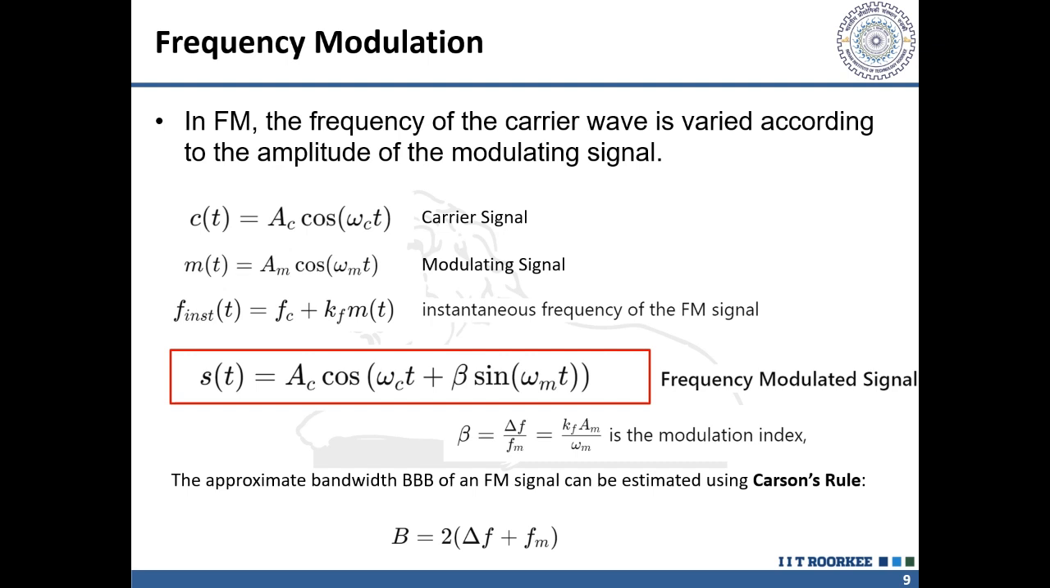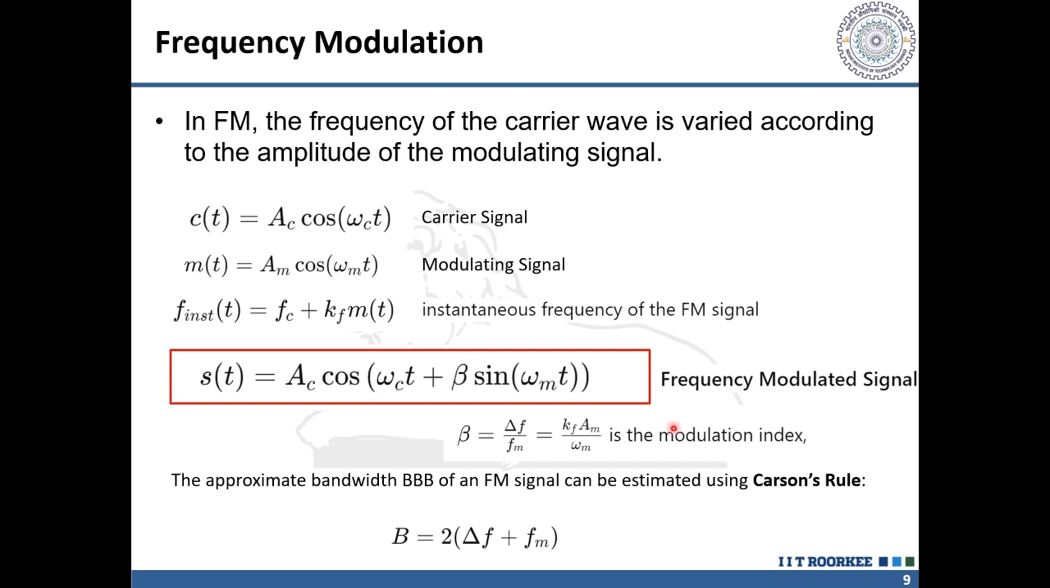The next one is frequency modulation. In frequency modulation, the frequency of the carrier wave is modulated according to the modulating signal. It's the same thing. The carrier signal is this, the modulating signal is this, and we have to find the instantaneous frequency of the FM signal, which comes out as this. So when we plug in the values in the modulator, the output from the modulator is this.